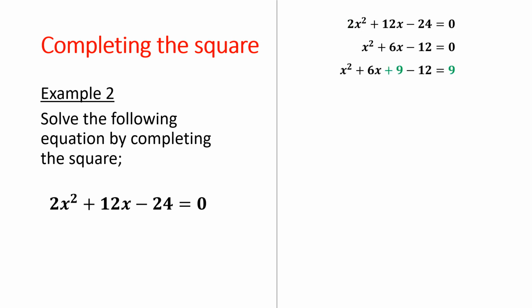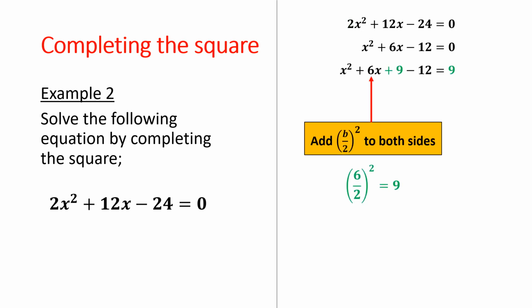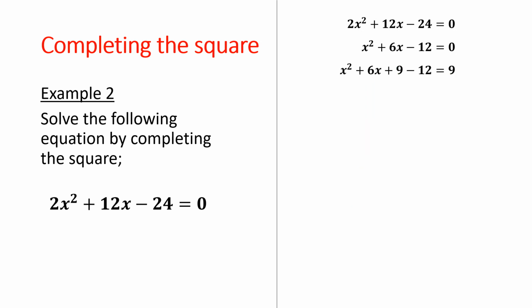Now we're going to add 9 to both sides. Remember why we added 9, because that's the value of b halved. 6 divided by 2 is 3. 3 squared is 9, so that's why we add 9 to both sides. Then we can take this part of the equation and factorize it and turn it into our perfect square of x plus 3 all squared. So we're left with x plus 3 all squared, take away 12, is equal to 9.